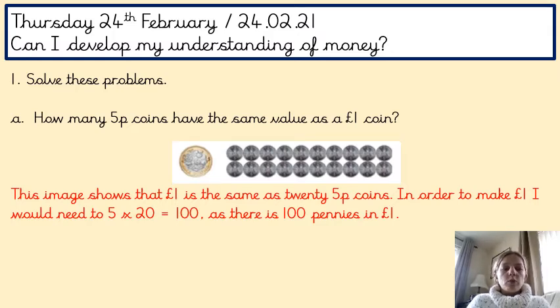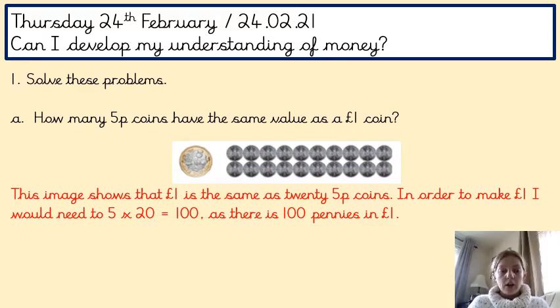So for question 1, you need to solve these problems. Now I've broken down A for you, and I've shown you how I would answer it. I've even got an array to help you, if that's what you need, that's fine. If you do have money in the house still, if you have coins in the house, use those coins to help you, okay? If you've got physical things in the house to help you to develop your understanding of money, use them because they will help, okay?